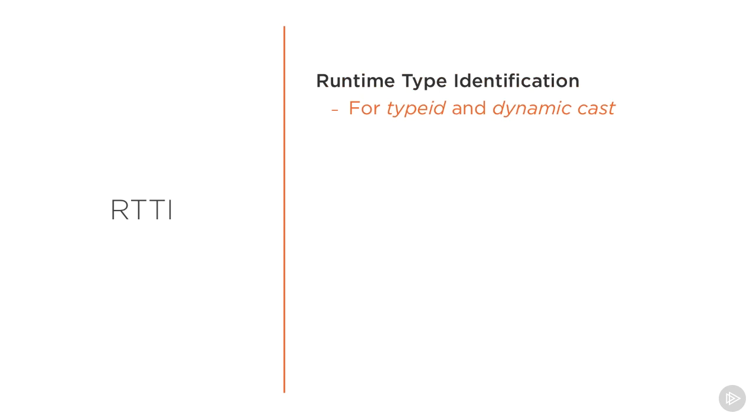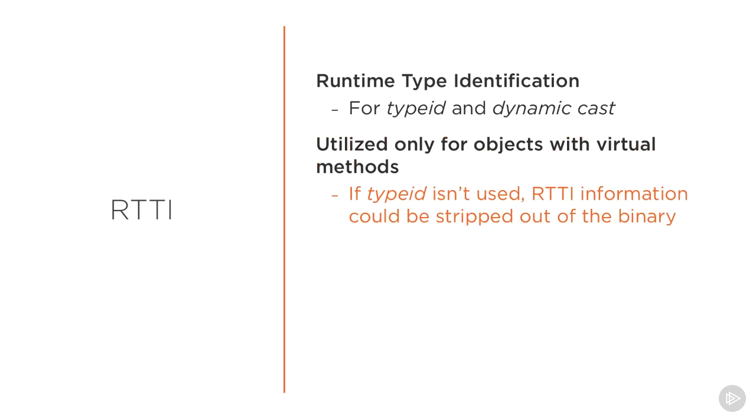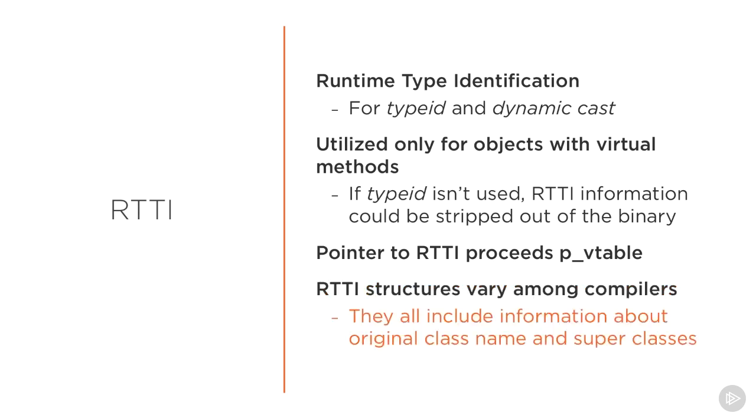So what's the point of the runtime type identification, the RTTI, that I was telling you about? It's for type ID in dynamic cast. It's utilized only for objects with virtual methods. So if type ID isn't used, RTTI information could actually be stripped out of the binary to make it a little more secure, although typically I don't see that done a whole lot. The pointer to RTTI, just like we saw, precedes the vtable pointer. The structure makeup varies among compilers, and I'll show you a couple here. They all include information about the original class name and superclasses.